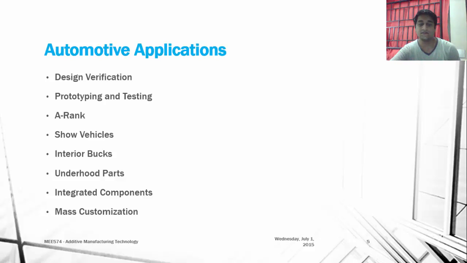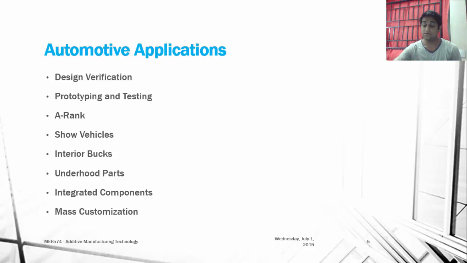Next one is underhood parts. Underhood parts are the parts which are inside the structure of the vehicle or under the bonnet. These can include grill covers, emblems, air filter housings, radiator brackets, battery enclosures, etc. Such products can be manufactured easily using rapid prototyping.